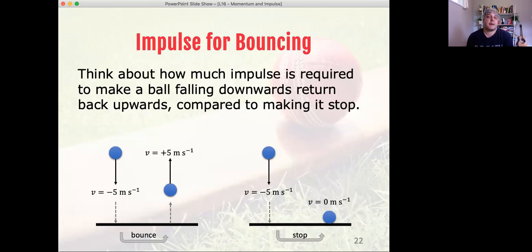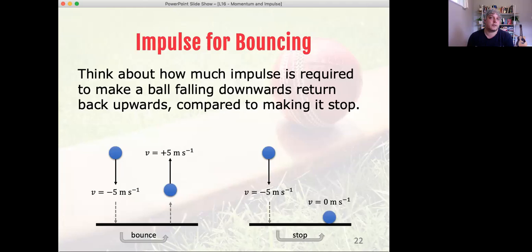Another idea is the one of bouncing. When you bounce something, for example, a ball falling downwards and then bouncing back up, it has the same velocity down as it does upwards. In reality, obviously, it would be accelerating, but we're going to pretend that we're just looking at the instant before it hits the floor and the instant after. Let's say it's traveling downwards with 5 meters per second and then upwards with 5 meters per second.